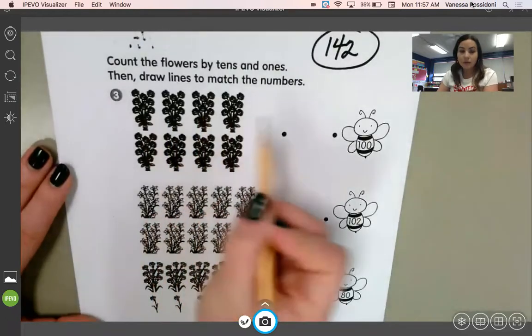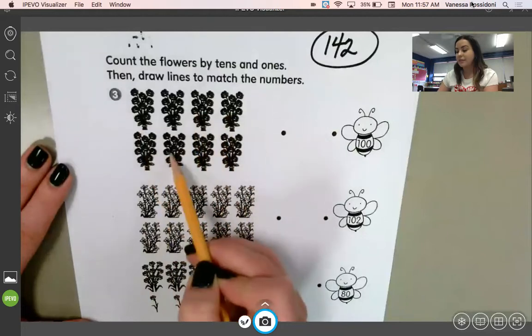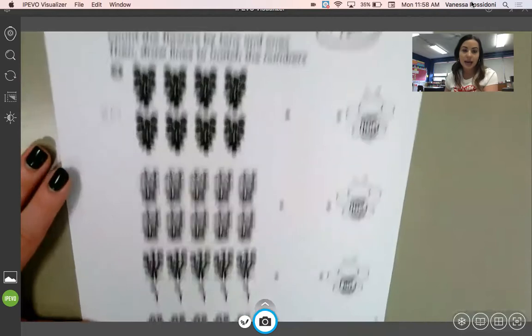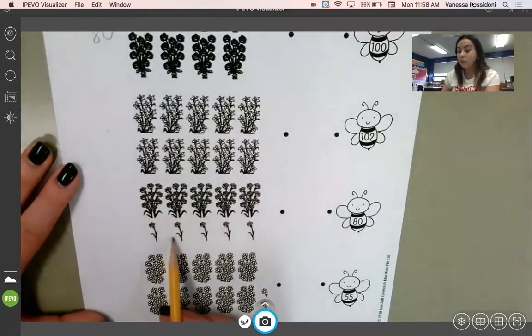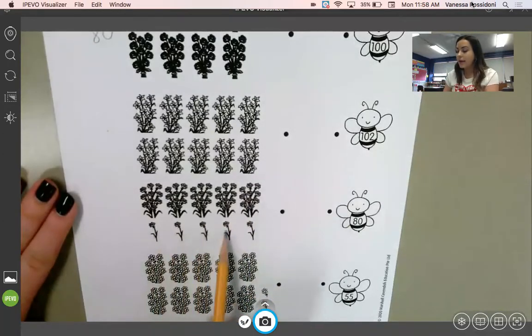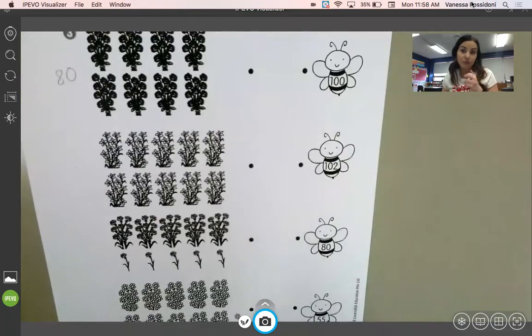All of these are bundles of 10. So for example, if I count, I have 10, 20, 30, 40, 50, 60, 70, 80, then I would write the number 80 off to the side. Okay. Then again, all bundles of 10, bundles of 10, and then ones. So you count your tens, clap, then count your ones, write it off to the side. Same thing down here. And then you match them with the lines.